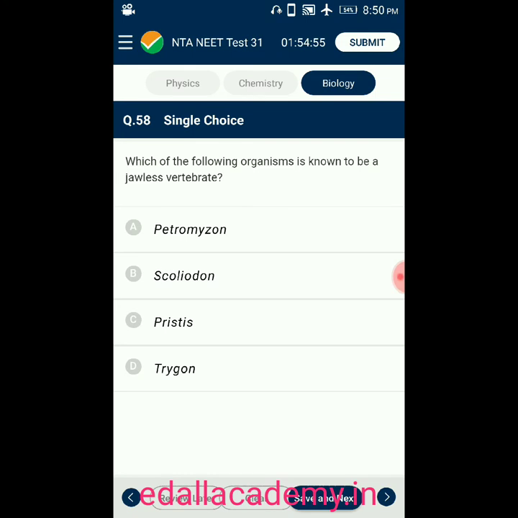Question number 58. Which of the following organism is known to be a jawless vertebrate? Petromyzon, it is commonly called as lamprey, belong to the class Cyclostomata of phylum Chordata. Scoliodon, it is commonly called as dogfish. Pristis, it is commonly called as sawfish. And Trygon, it is commonly called as stingray, belong to the class Chondrichthyes of phylum Chordata. So the answer for this question is option A, Petromyzon.